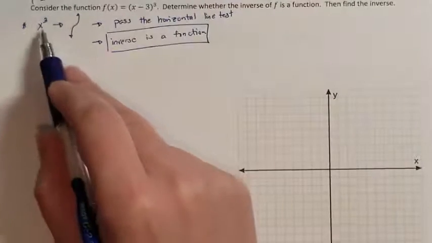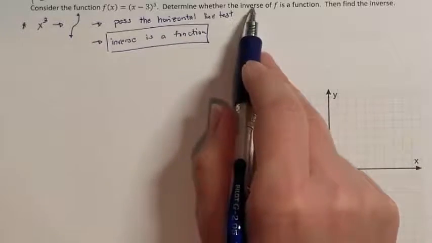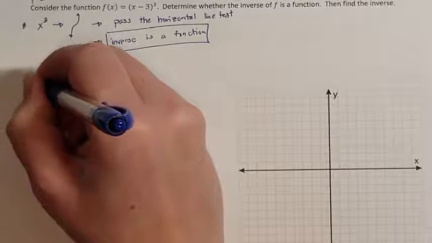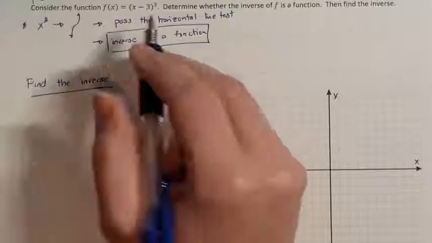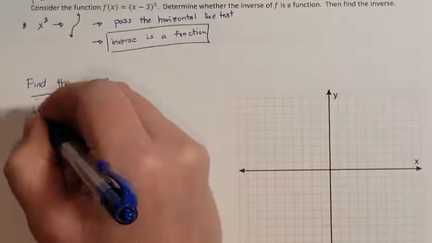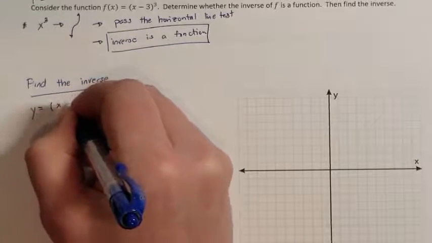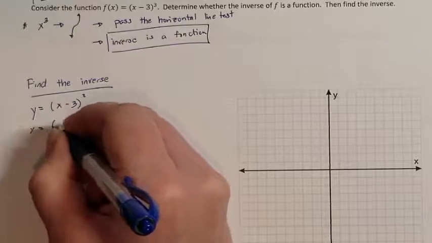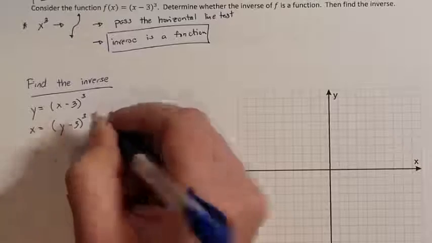So consider the function, I did. Determine whether the function has an inverse, I did. Now actually find the inverse. So let's go ahead and find the inverse. If this is the f of x function, instead of f of x, it needs to say y. And then I need to switch my x's and my y's. So I have x equals, in parentheses, y minus 3 to the 3rd power.